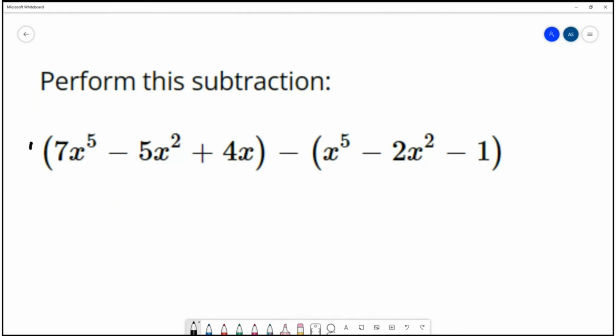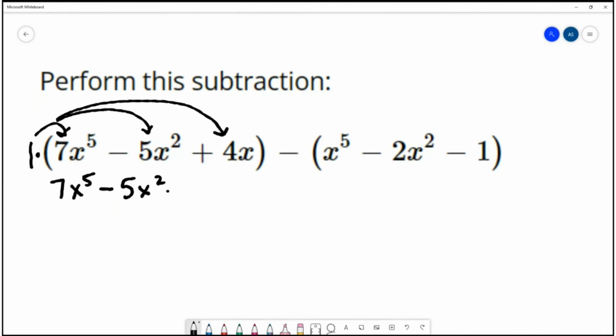We think of this as being 1 times what's in the parenthesis, and 1 times 7x to the 5th is 7x to the 5th. 1 times -5x squared is -5x squared, and 1 times 4x is 4x. And so you can think of it as just getting rid of the parentheses or dropping the parentheses instead of going through that multiplication process.